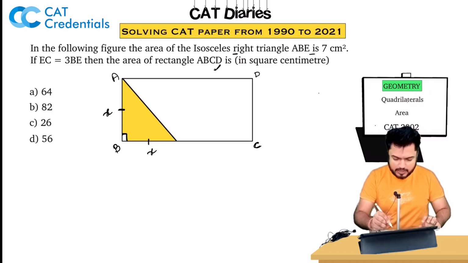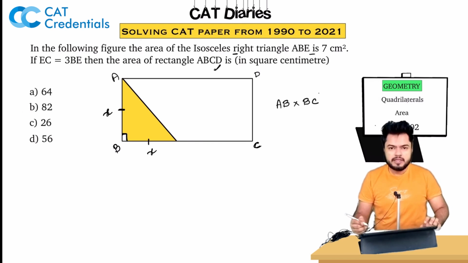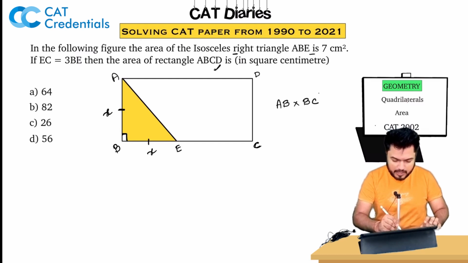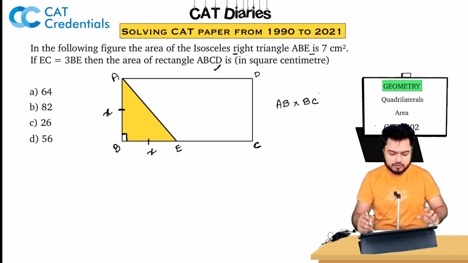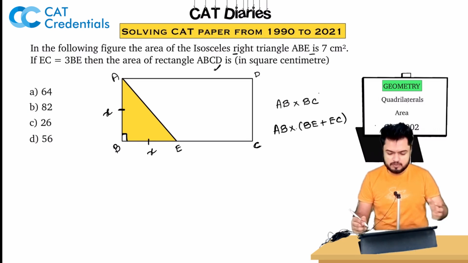As you can understand, the area of the rectangle is what? That will be equal to AB into BC. Okay, that will be my area of the rectangle, but it is being given to me something about BE and EC. Okay, there was an E here that was missing, so I just write it now. Now I'm being told that EC is equal to 3 into BE. So I'll put this as AB into BC. I will write this as BE plus EC. Okay, can I do this? Yes, because BC is actually BE plus EC.